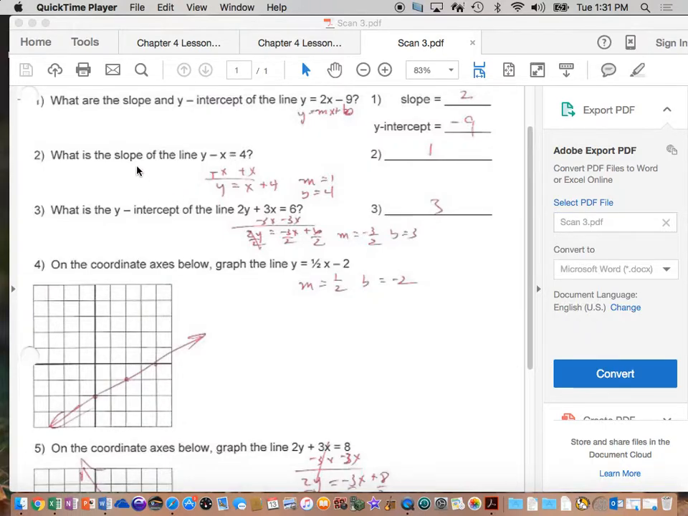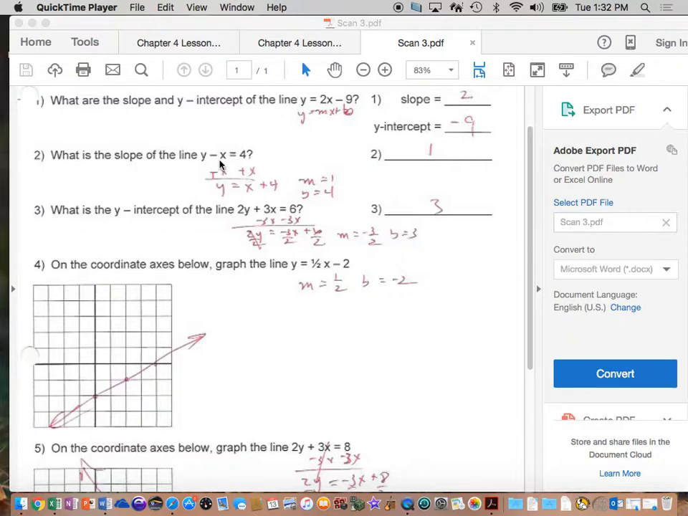Now, for numbers 2 and 3, the problem is some of you guys did not get them into y equals mx plus b form first. The first step you needed to do here on number 2 was to add x to both sides. See how I did that? Then I get y equals x plus 4, and then there were 2 possible mistakes here.